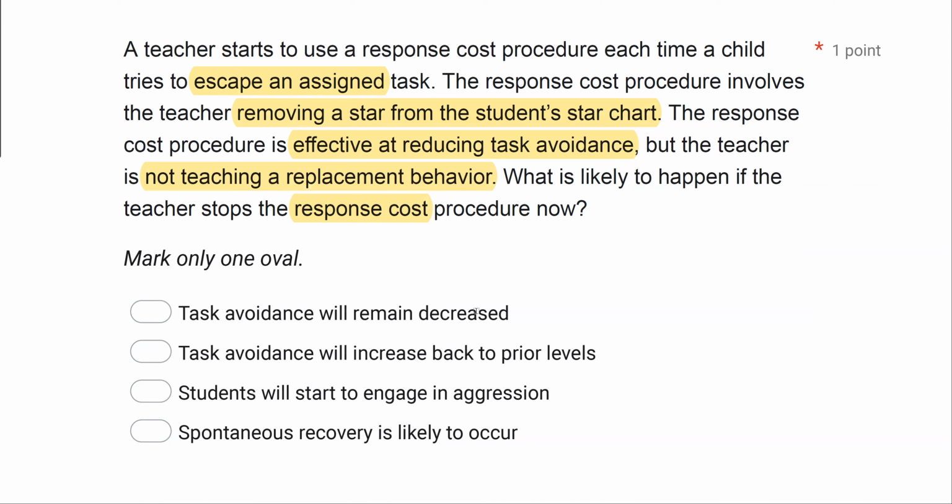C, students will start to engage in aggression. Likely not. We're not punishing anymore, right? So why would they engage in aggression? There is no punishment-induced aggression without punishment. And then D, spontaneous recovery is likely to occur. Spontaneous recovery is associated with what? Extinction, right? And we're not talking about extinction here. We're talking punishment. What's likely to happen is task avoidance will increase back to prior levels. Punishment is not permanent. Very, very important to remember.